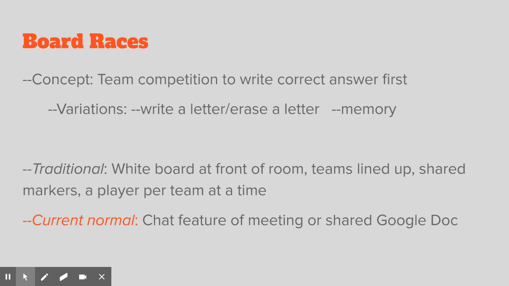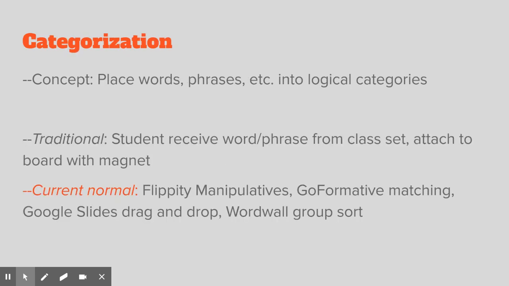Traditionally, again, it's teams lined up, sharing markers, everybody real close to one another, sharing the same whiteboard. With our current normal, if you're virtual or hybrid, you could use the chat feature of your Google Meet or your Zoom. So whoever can get the answer typed in correctly first would win, or you could use a shared Google Doc again for the board races. Again, it's all about customizing and tailoring it to what works for what you're working with in class and the type of students you have, how many students you have right now as well.